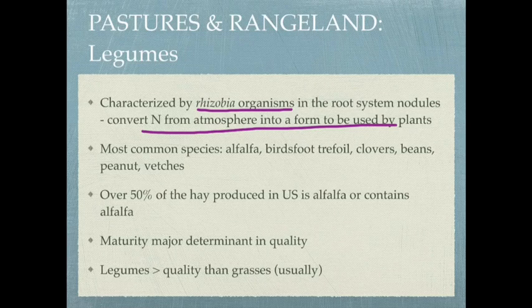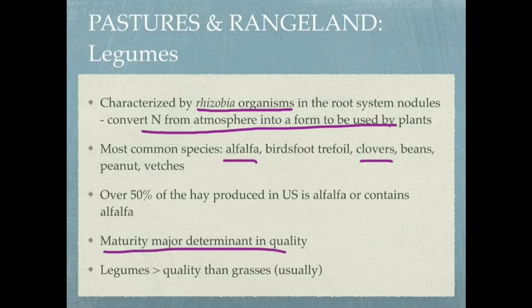The most common species is going to be alfalfa and the clovers that we have out at the farm, but you can use a lot of different legumes in not just grazing, but for hay production and other things. Most of the hay produced in the U.S. is alfalfa or contains alfalfa, like a grassy alfalfa. That's the most predominant hay produced in this country.